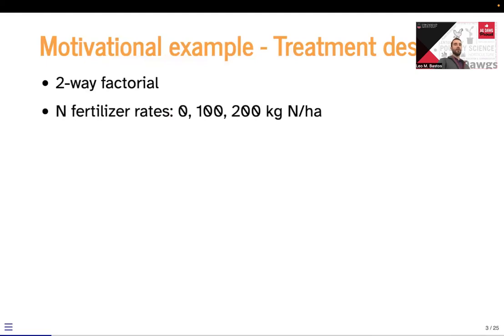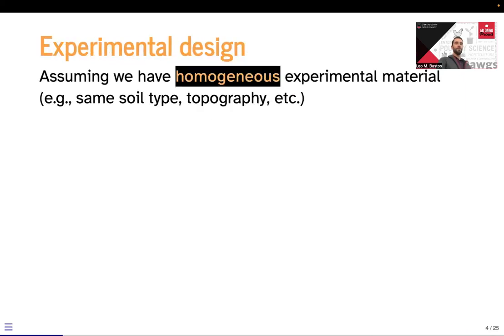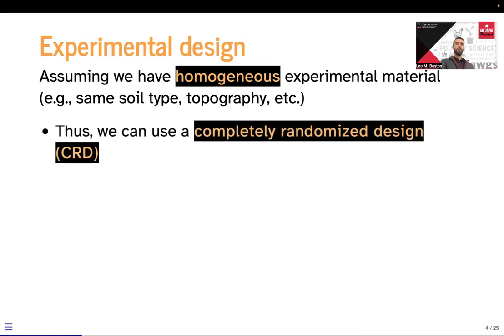So we did have this example here where we're talking about a two-way factorial with 3 nitrogen fertilizer rates and 3 potassium rates for a total of 9 treatment combinations. I'm going to skim very quickly through the parts that we've been through, but if you do have any questions, let me know. In this case, we are assuming that we have homogeneous experimental material. This could be the same soil type, same topography, or perhaps in the greenhouse, the greenhouse is built in a way that you don't have gradients of temperature, solar radiation, moisture, or anything like that. And when we do have that, then completely randomized design is the option that we would choose.